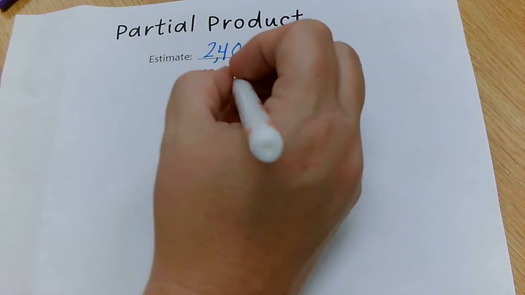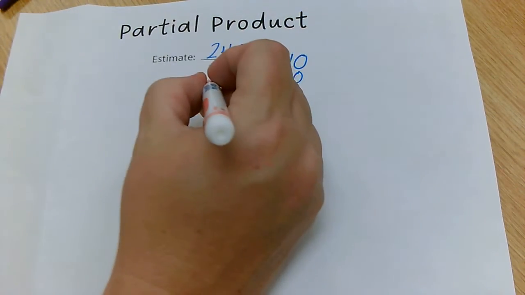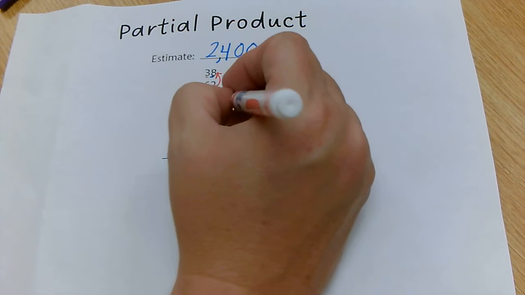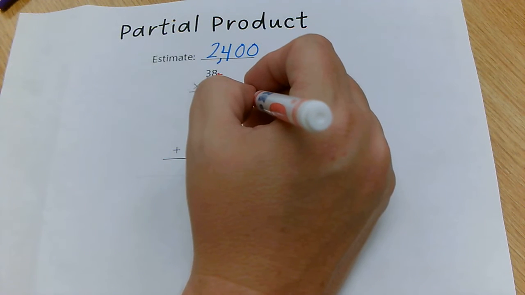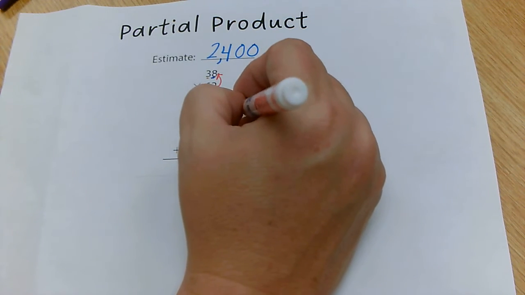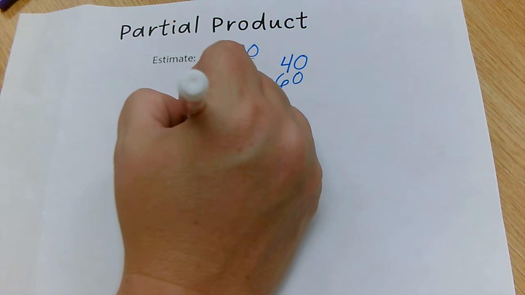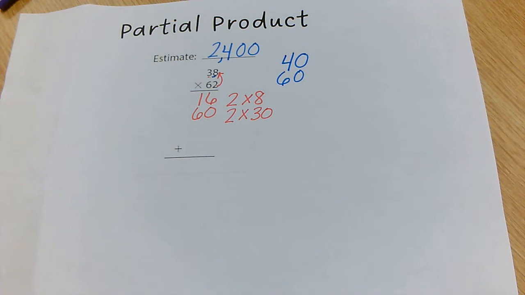Then I'm going to multiply still 2, but I'm going to say 2 times the 3. And the 3, what is the value? How much is the 3 worth? Well, I know that that 3 is in the tens place, so 3 tens would be worth 30. So I'm going to say 2 times 30. 2 times 30 is going to be 60. Okay? Now I'm going to move to the next number.